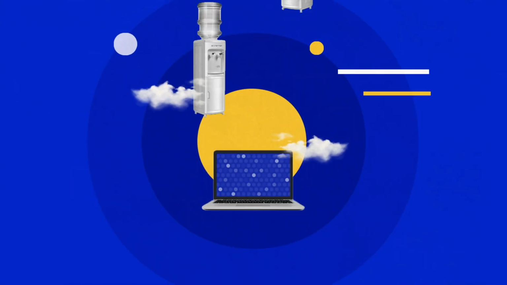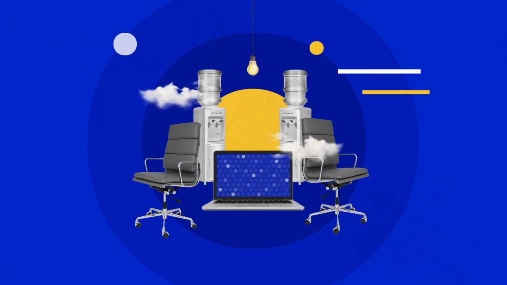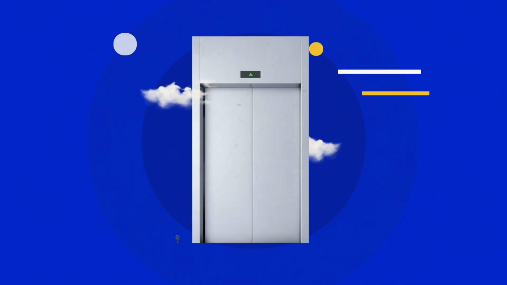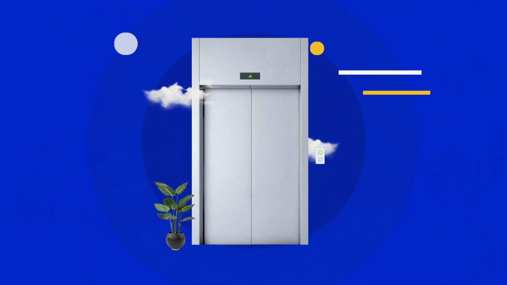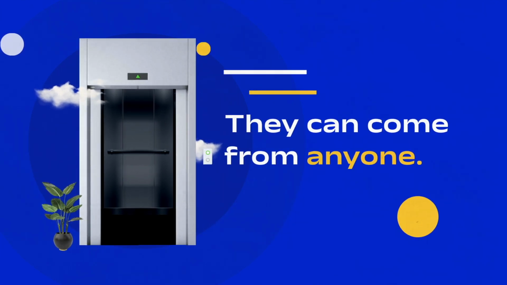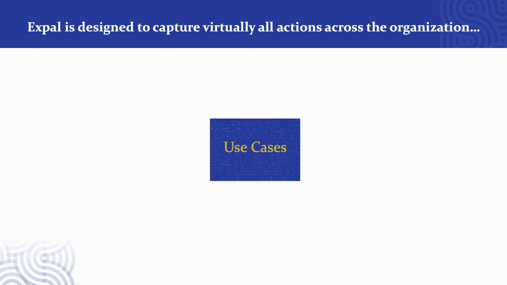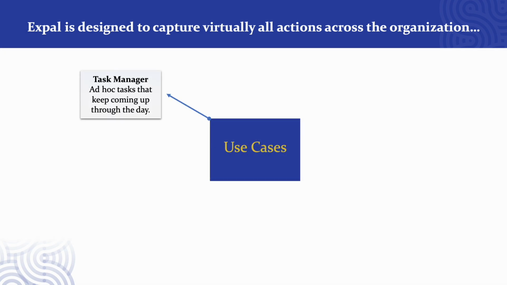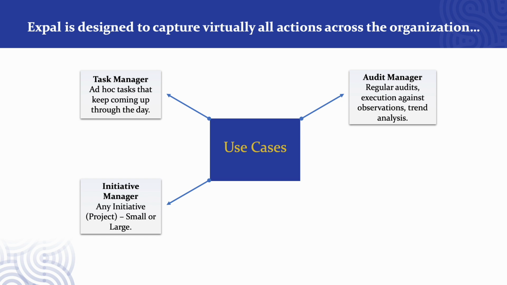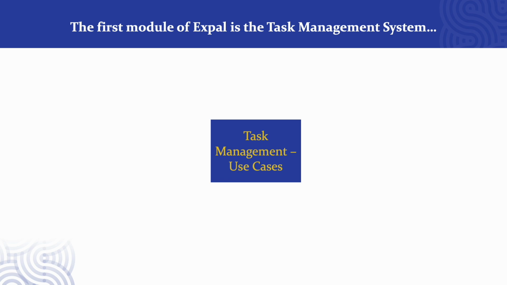During meetings, during walkthroughs of the market or the shop floor, during structured audits, a water cooler conversation, or even while riding the elevator. Any effective solution has to ensure that the action capture is tailored to the situation for user convenience. Expal is designed into 4 modules for just that purpose. These are, first, the task manager, second, the initiative or project manager, third, the audit manager, and finally, the meetings manager. Let's first walk through the task manager.